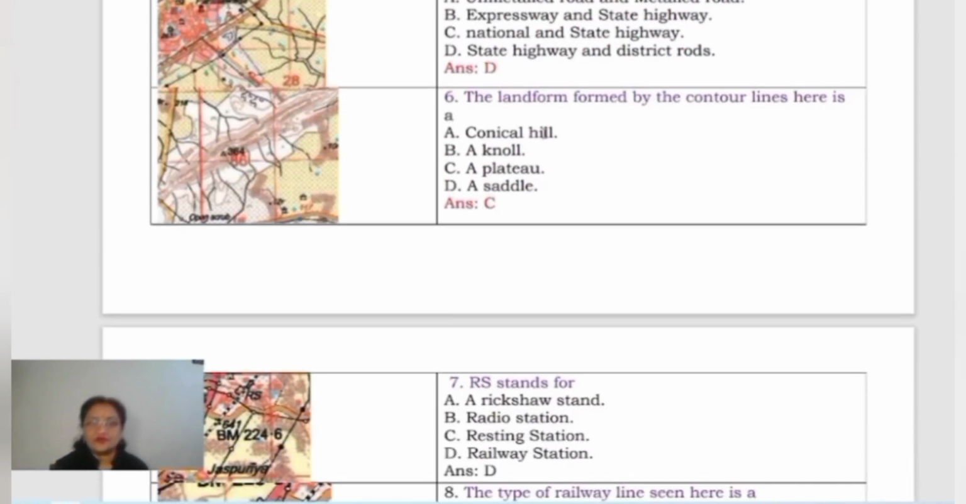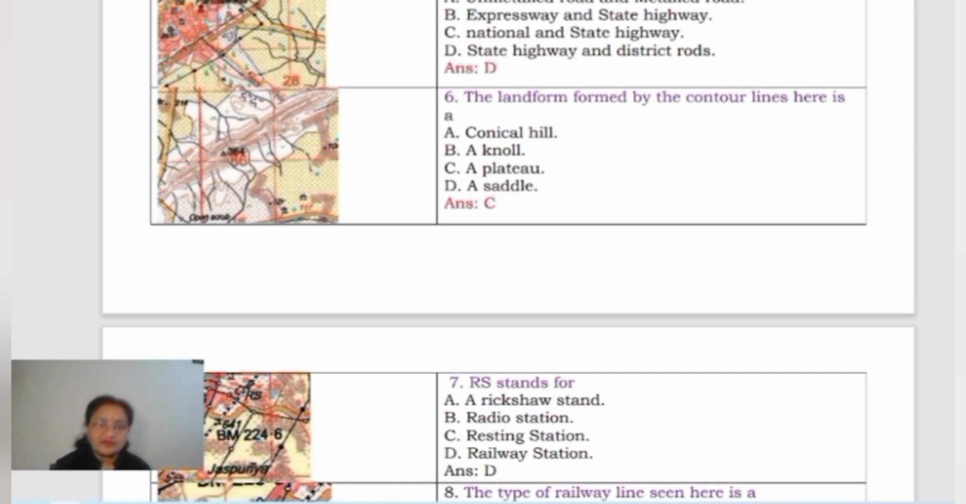Next is the landform formed by the contour lines here. Now you can see here the contour lines are going this way, long oval shaped almost. But along with that, these contour lines are actually forming a plateau-like formation. Actually not even a plateau, it can be called a ridge. A ridge-like formation is there.